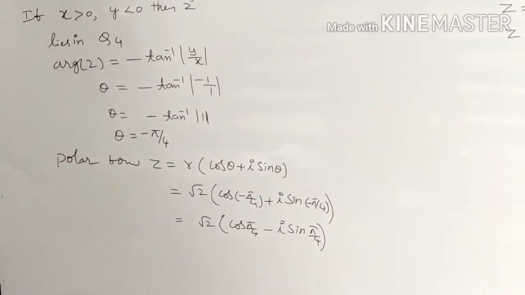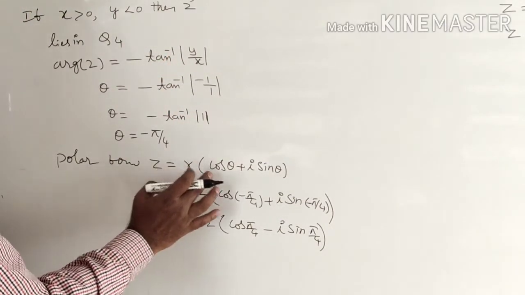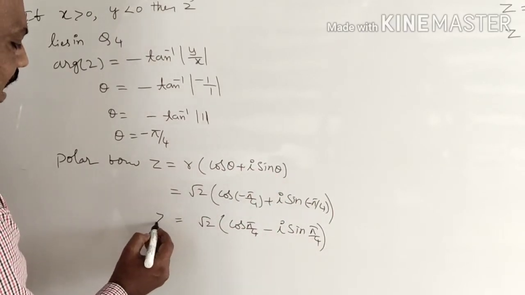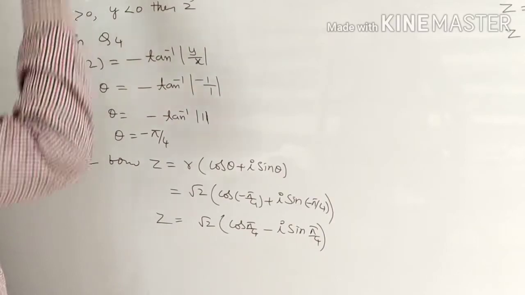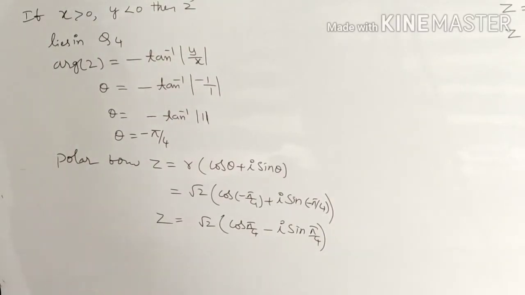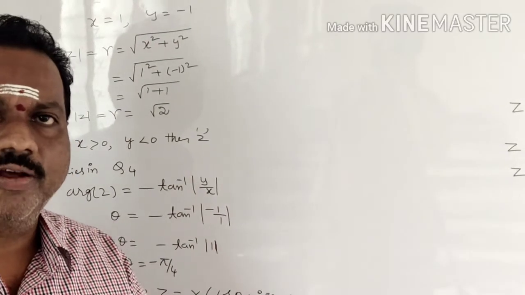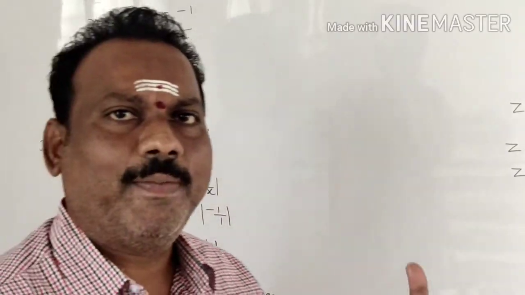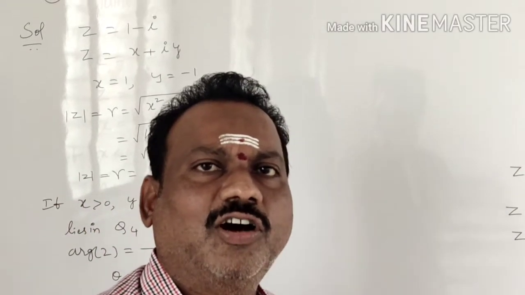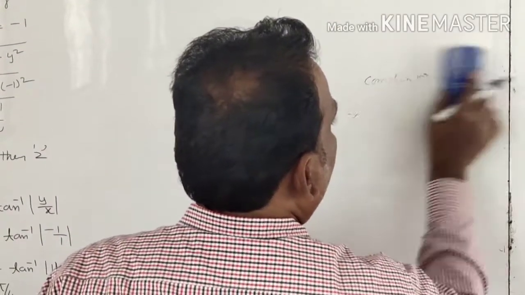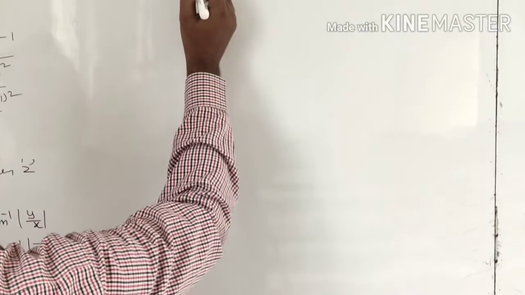Clear, students? Now it is in the form of r into cos theta plus I sin theta. So which is called as a polar form of the given complex number. So first magnitude, next we have to calculate argument, substitute both. A magnitude or modulus is also called as r value. I told that. Clear, students? Right. Now fourth one.